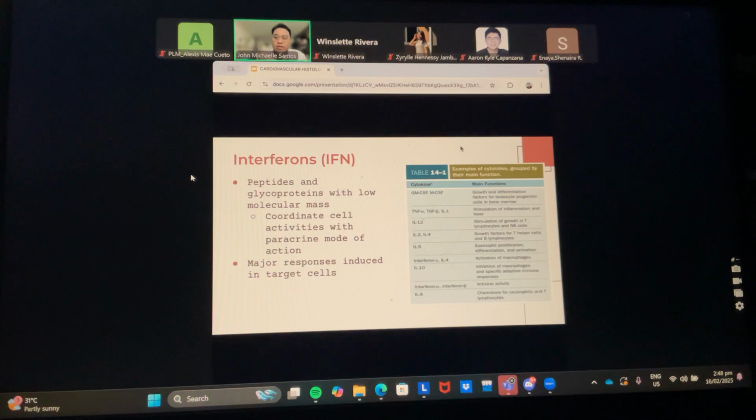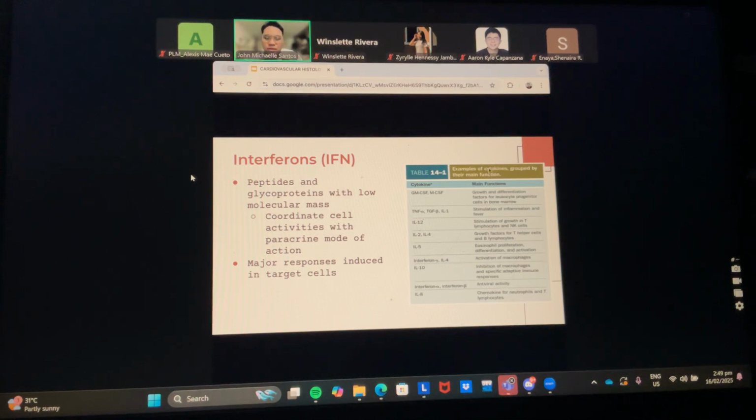This slide should be titled cytokines, not interferons. I'll just change it before sending them to you. So your cytokines are peptides and glycoproteins with low molecular weight and they coordinate your cells' activities with a paracrine mode of action. Okay? So what are our examples of cytokines?